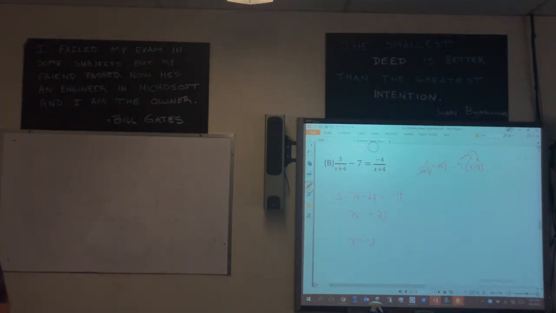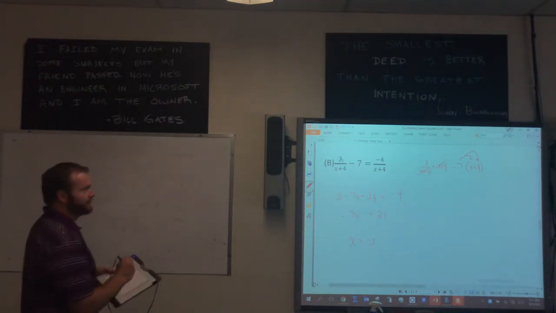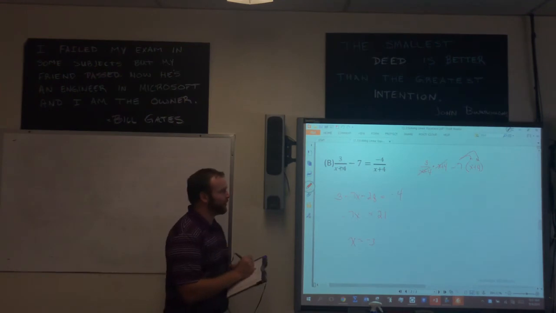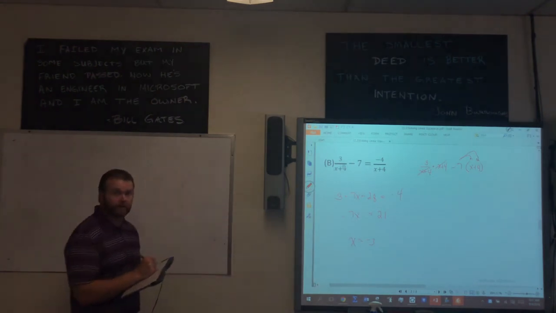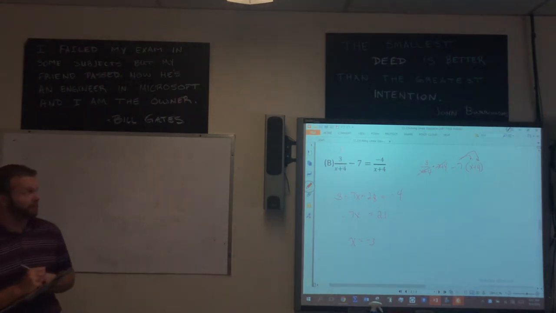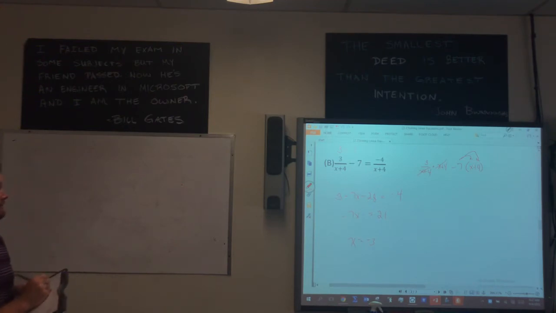Make sure that if I take negative 3, what's 3 over negative 3 plus 4? Well, negative 3 plus 4 is just 1, right? So it just gives me 3 when I plug back in. Minus 7. And then here I get negative 4 over 1. Does 3 minus 7 equal negative 4? Absolutely. Tells me my answer is right.